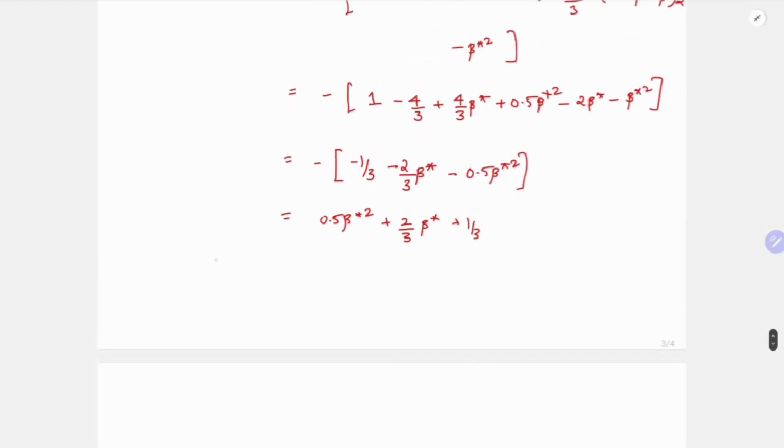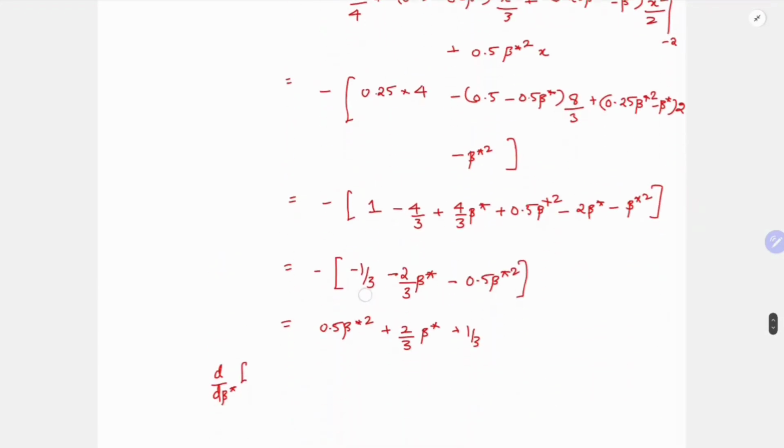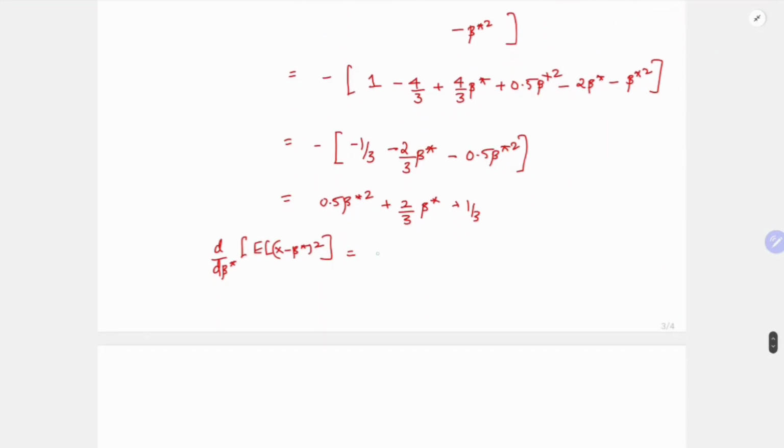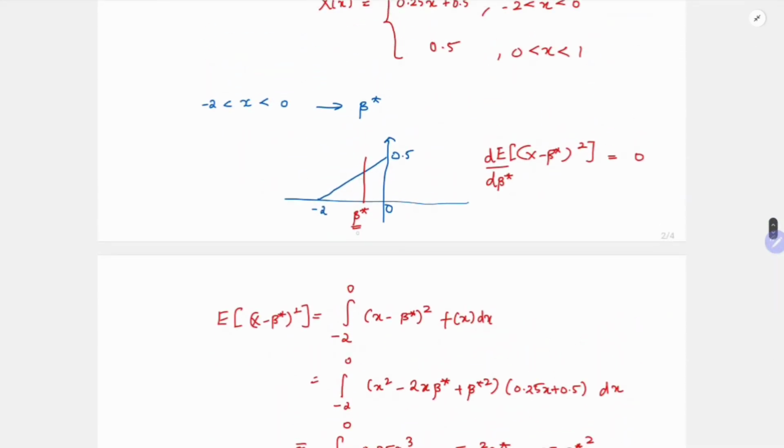Now we have to take and minimize this. So d by d beta star of your expectation of (x minus beta star) whole square will be beta star plus 2 by 3 equal to 0. So your beta star value is nothing but minus 2 by 3. So if you position your beta star such that it is equal to minus 2 by 3, then you will minimize your mean square error.